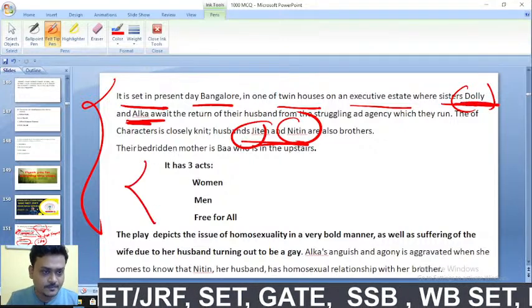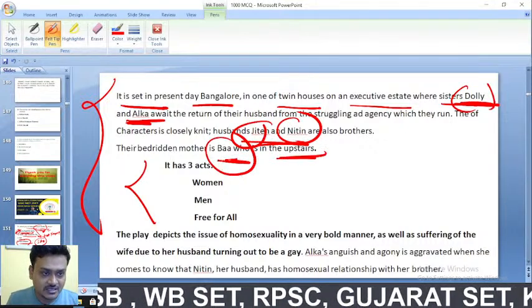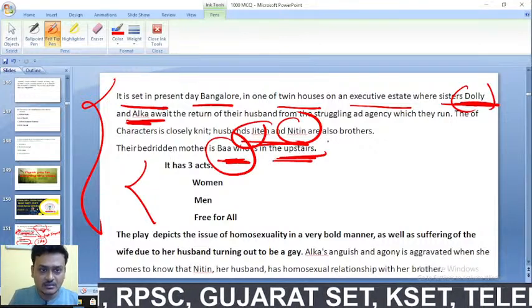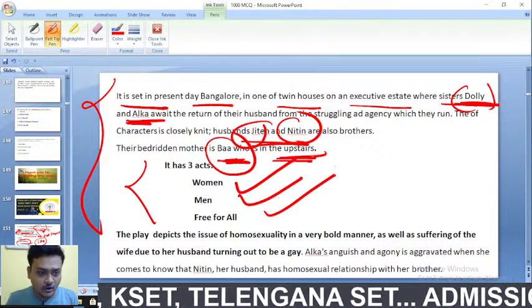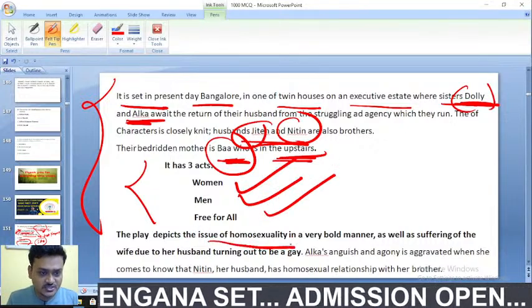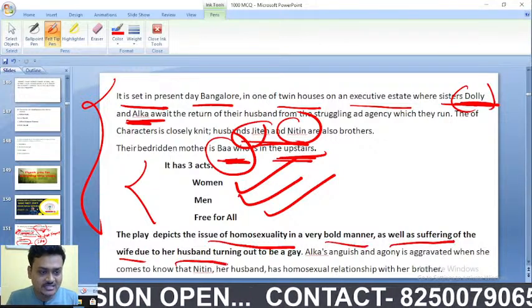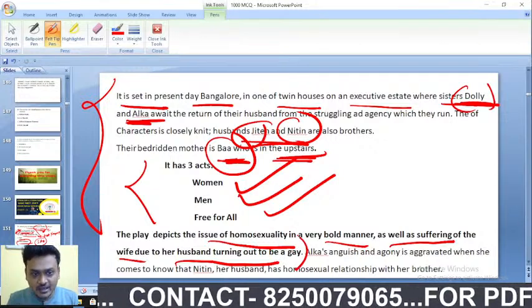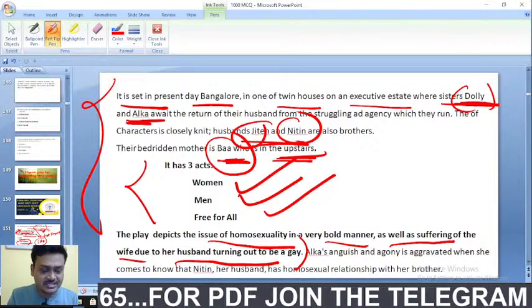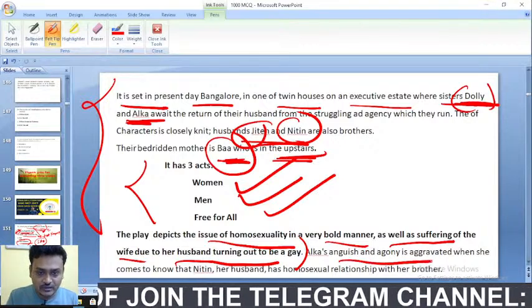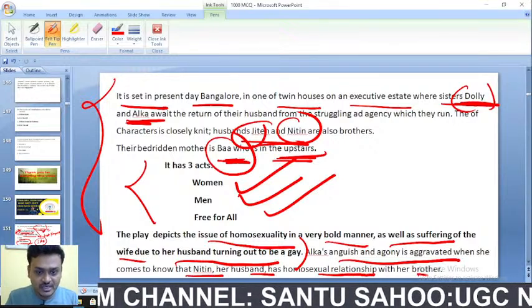So it has 3 acts. Ba is the mother, who is upstairs, bedridden. The 3 acts are Women, Men, and Free for All. The play depicts the issue of homosexuality in a very bold manner, as well as the suffering of the wife due to her husband turning out to be gay. So there is a homosexual relationship between the two brothers, Jitin and Nitin. Alka's anguish and agony is aggravated when she comes to know that Nitin, her husband, has a homosexual relationship with her brother Jitin.